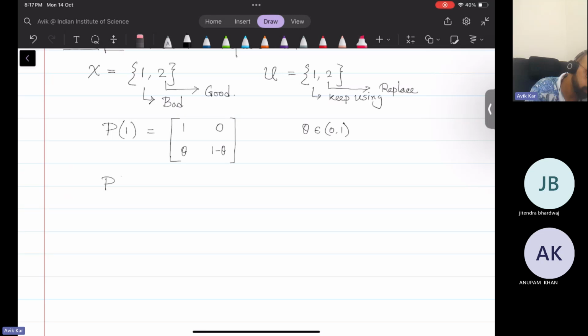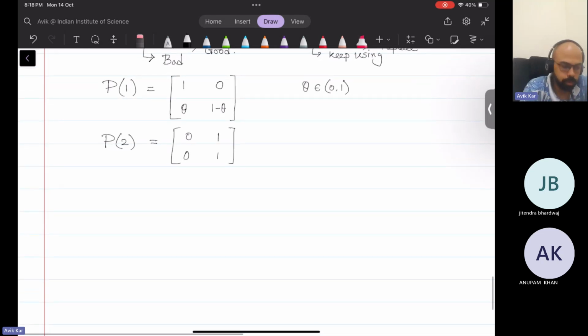And P2 is, if you are replacing. So if it is bad, then it will be good. And if it is good, it will be again good. So there is no surprise there.